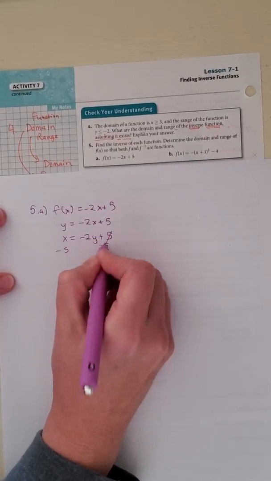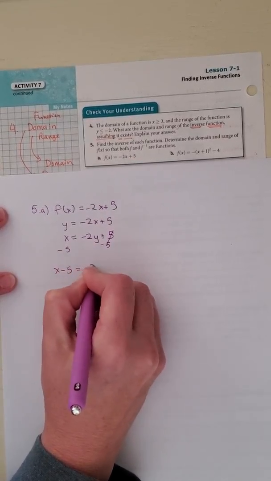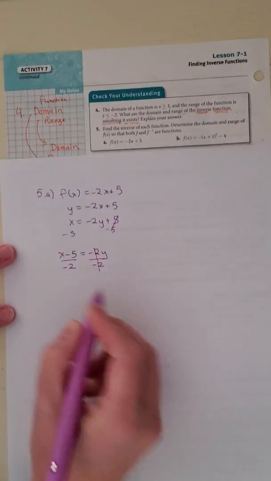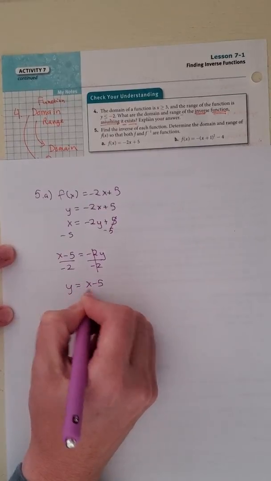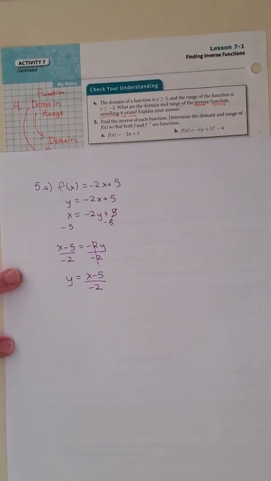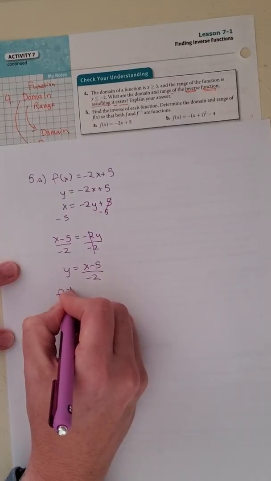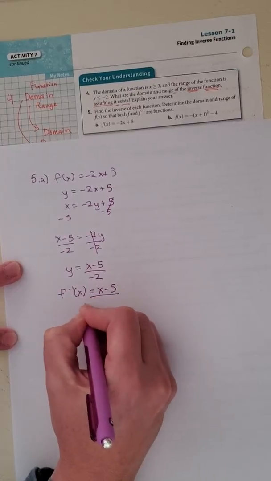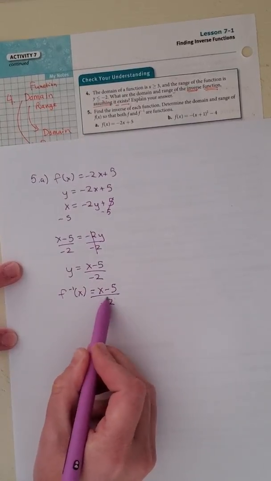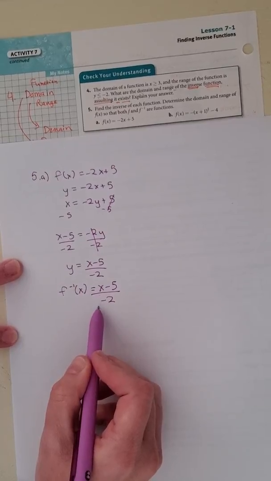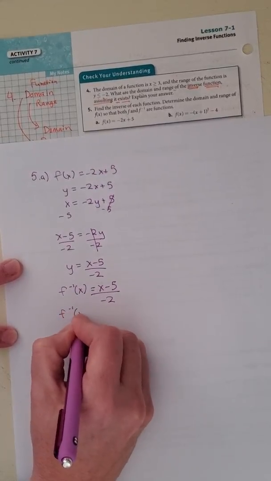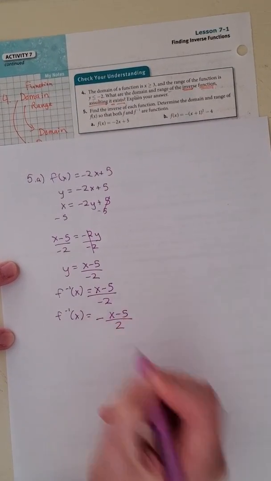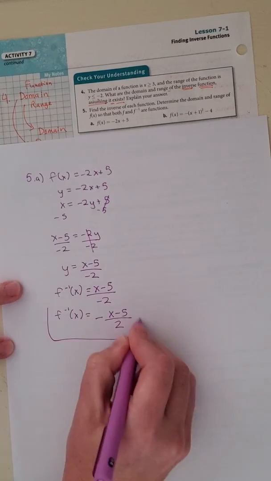So I'll subtract 5 from both sides. x minus 5 equals negative 2y. I'll divide both sides by negative 2. So y equals x minus 5 over negative 2. And then I'll rewrite it with my proper function notation, which is f inverse of x equals x minus 5 all over negative 2. Recall that we don't really usually keep the negative down in the denominator. So f inverse of x equals, we'll put the negative out front, negative x minus 5 all over 2. Okay, so there is my inverse function.